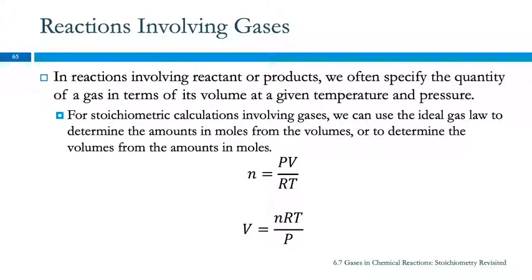So, reactions involving gases. We learned how to do mass stoichiometry and solution stoichiometry. When we've got a gas that's the reactant or product, we're usually going to specify its amount as a volume at a certain temperature and pressure. So we can use the ideal gas law to find out how many moles there are from pressure, volume, and temperature information, and then we can take the moles in the mole-to-mole part in the middle.